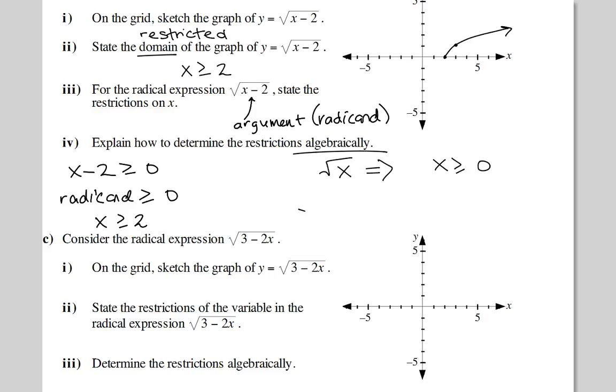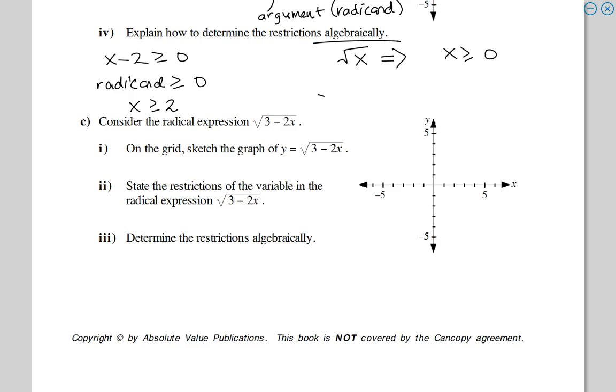Okay, so let's try this on the last one. Remember, it has to be radicand greater or equal to 0. What's my radicand? 3 minus 2x. As long as 3 minus 2x is greater or equal to 0, you're safe, so to speak. It'll work. The domain will make sense. So how do we solve this one?